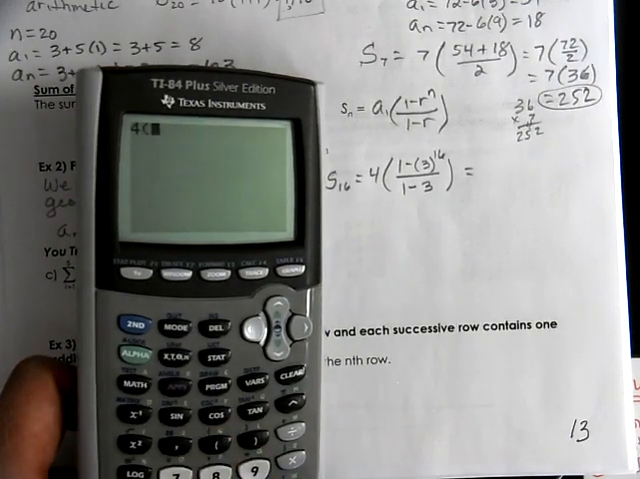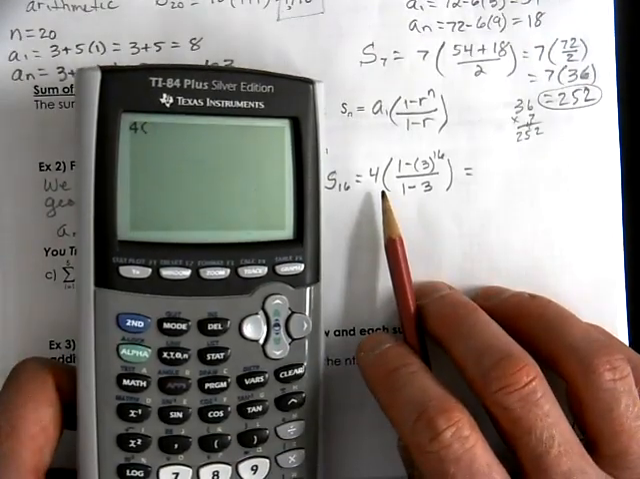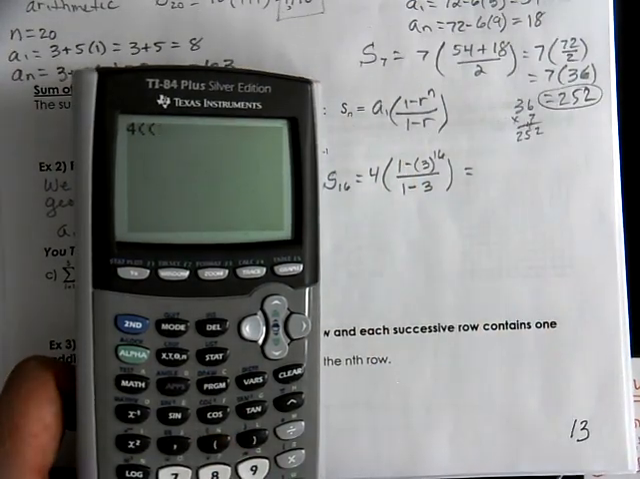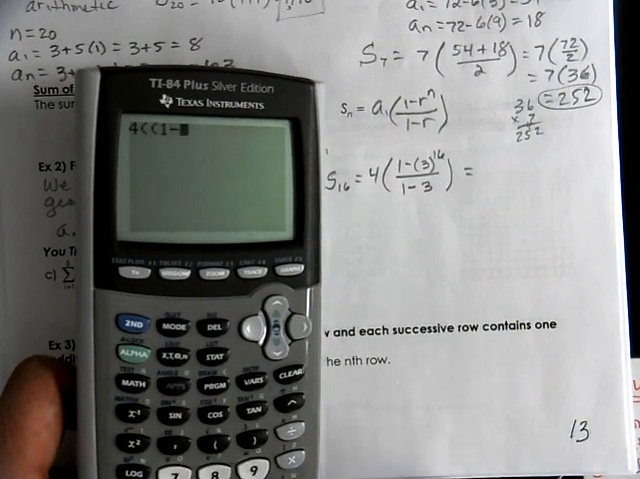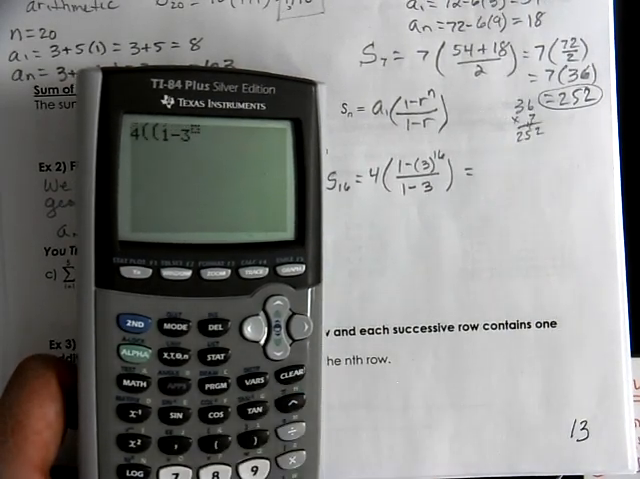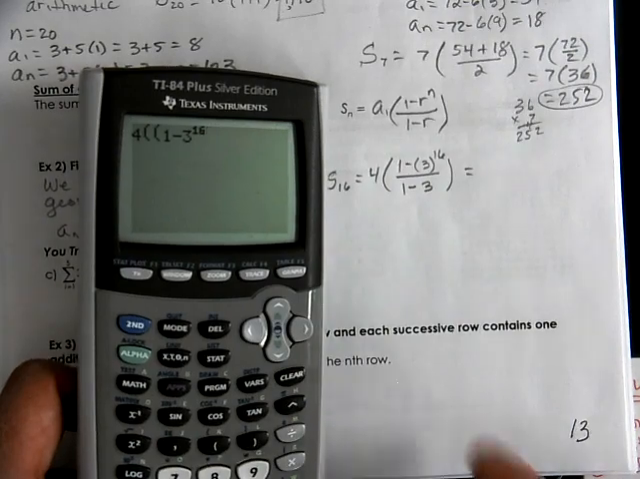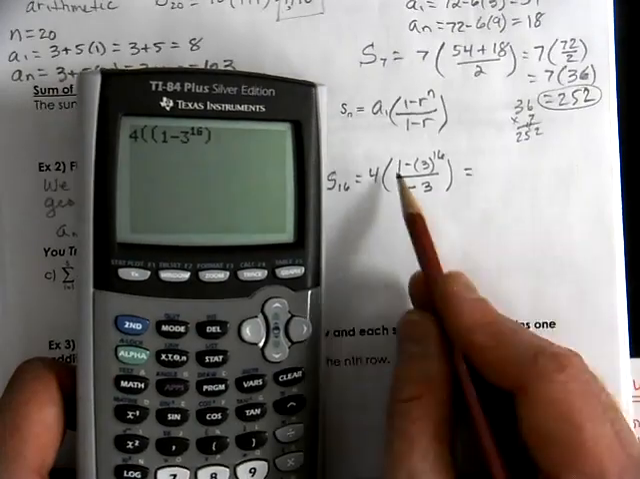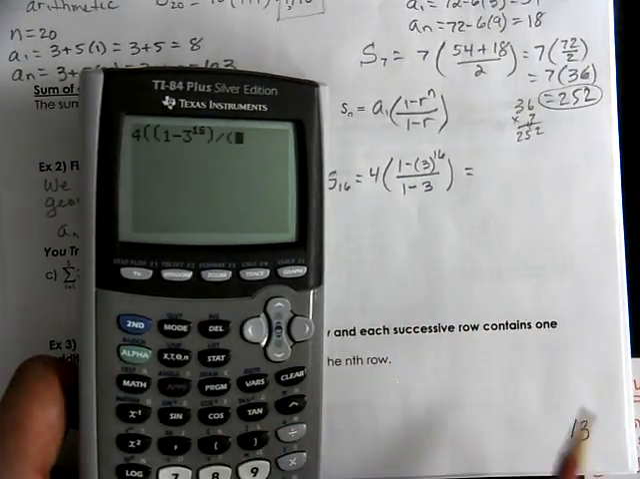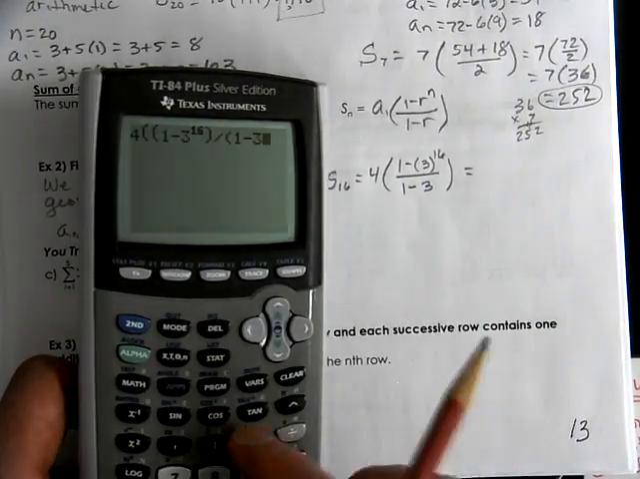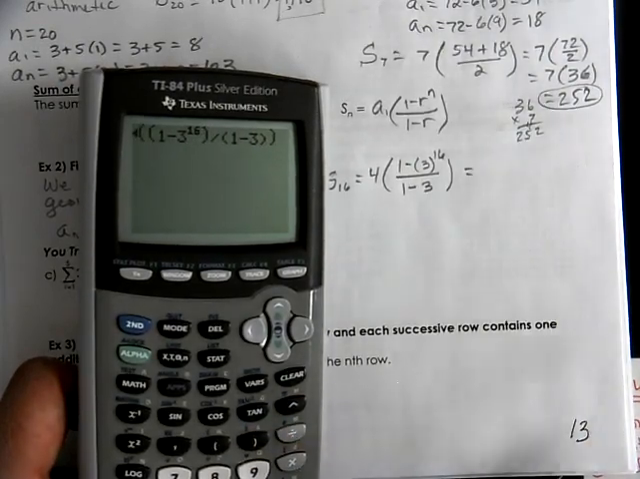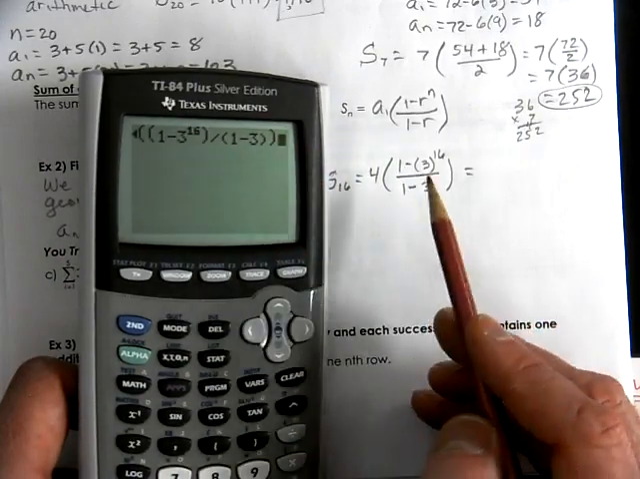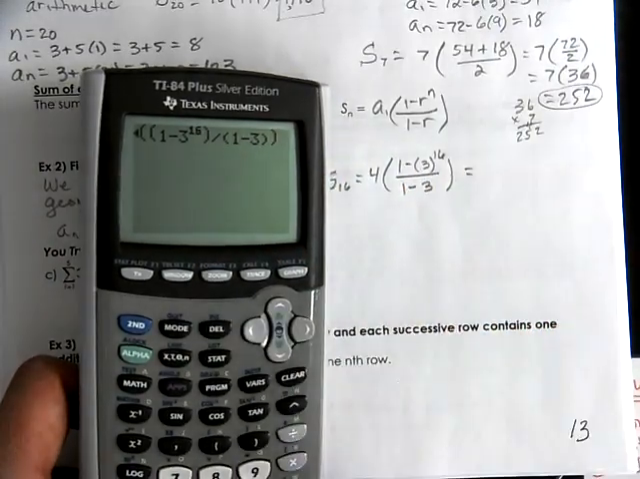So we've got 4 times our parenthesis. Then we have our numerator, so we need another set of parentheses. 1 minus 3 to the 16th power. Then you need to close the parentheses, because that's your numerator, divided by the denominator, 1 minus 3, and close the parentheses. So that, in the calculator, is what it looks like from our formula.